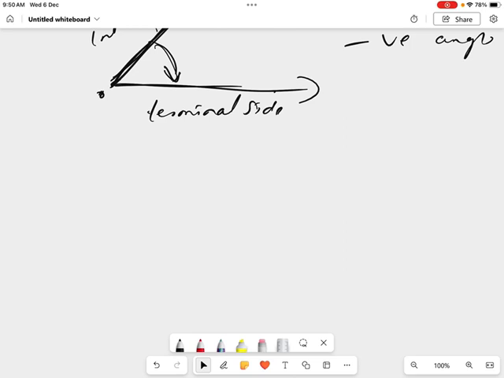And an example of angles is the clock. The minute hand and the hour hand are examples of angles.